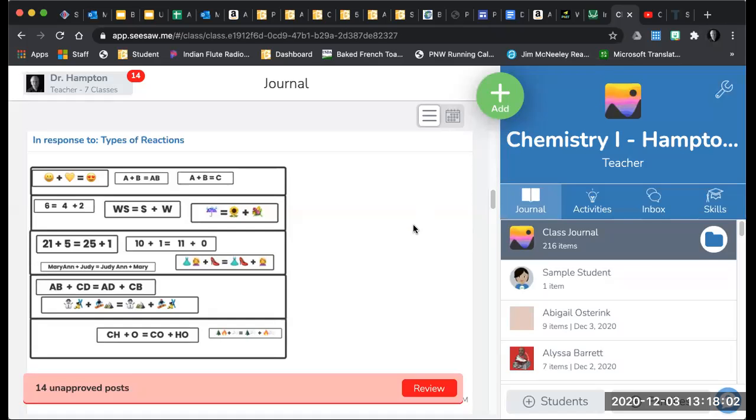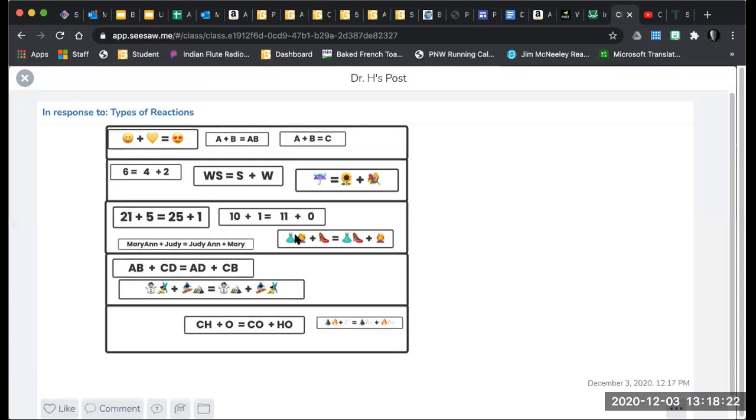All right, we're back in chemistry, and today we are talking about types of reactions. We are going to be looking at types of reactions based on patterns that we see. And so, our first two activities in Seesaw, I'm going to take a quick review of those. They have to do with looking for and identifying patterns.